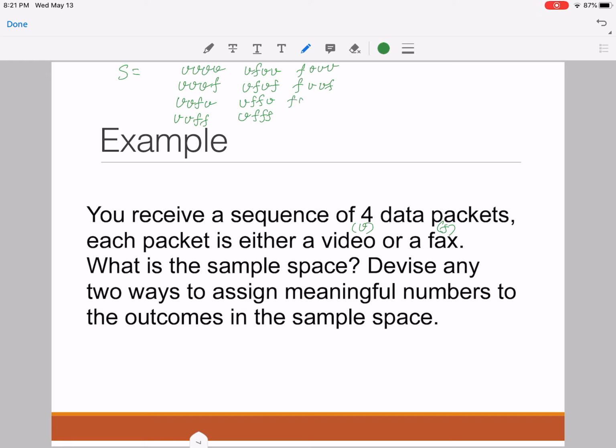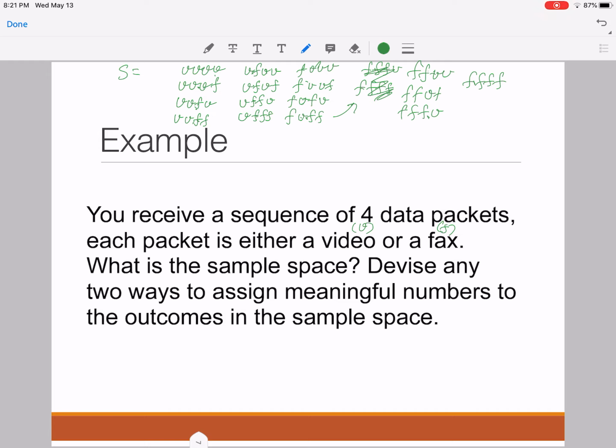Then I have FVVV, FVVF, FVFV, FVFF, FFFV, and FFFF. I hope I have all the 16 outcomes. So I have 1, 2, 3, 4, 5, 6, 7, 8, 9, 10, 11, 12, 13, 14. Something has gone wrong here. Okay, I see what happened. From here onwards, I should have FFVV, then FFVF, then FFFV, then FFFF. So I have 1, 2, 3, 4, 5, 6, 7, 8, 9, 10, 11, 12, 13, 14, 15, 16. Perfect. I have 16 outcomes in the sample space.